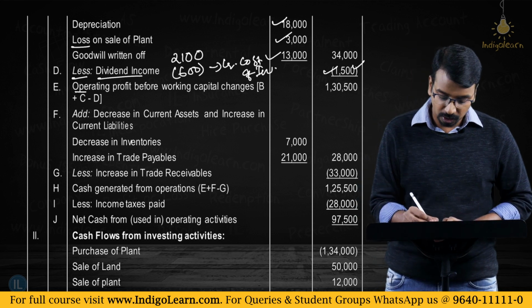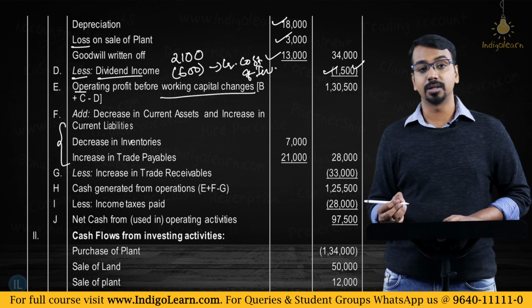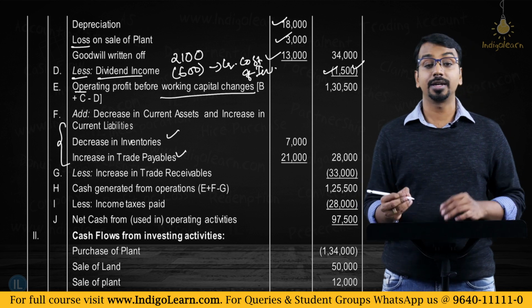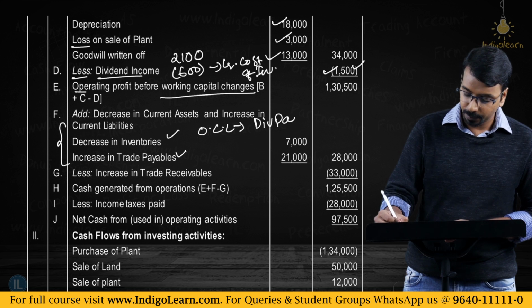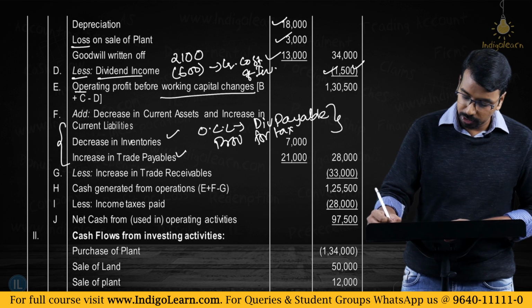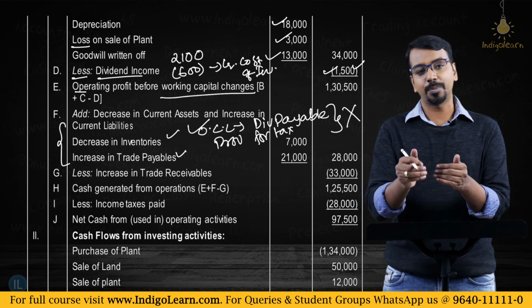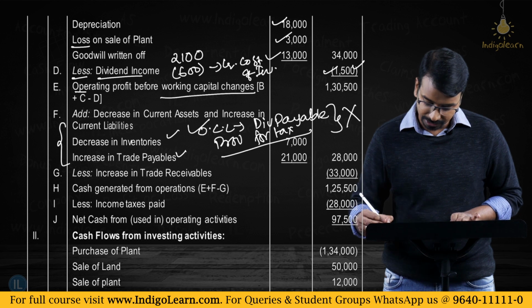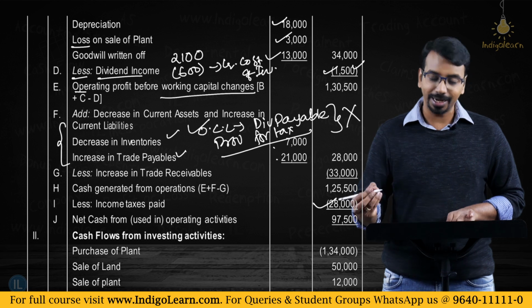Now after this we'll get the operating profit before working capital changes. Then we'll have to do the working capital adjustments. Whenever you do these adjustments, inventory is fine, trade payable is fine. What do we do for the other current liabilities which pertain to dividend payable and provision for tax? You will not adjust these two under working capital adjustments, because dividend payable we consider separately under the financing activity, and provision for tax we will consider separately as tax paid. So you'll adjust only inventory and trade payables.